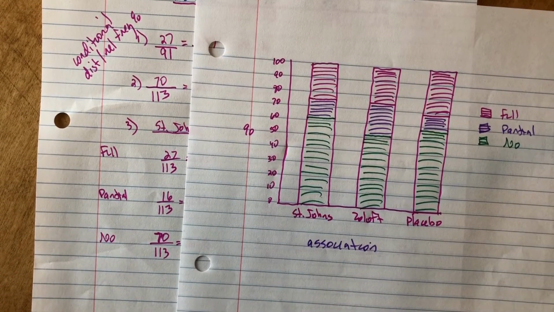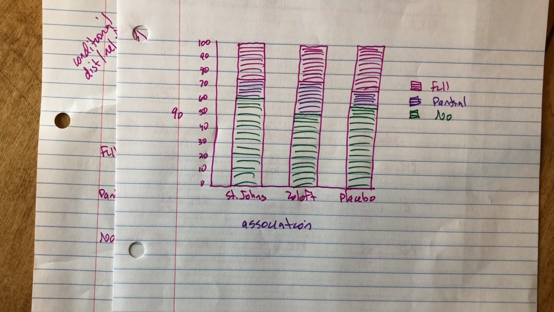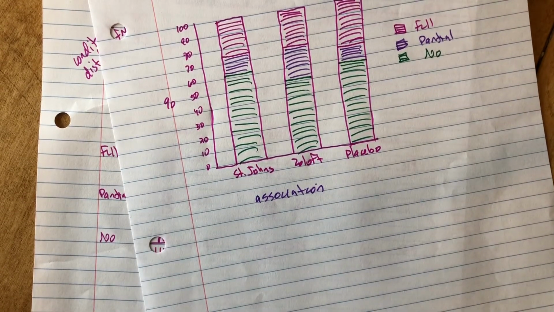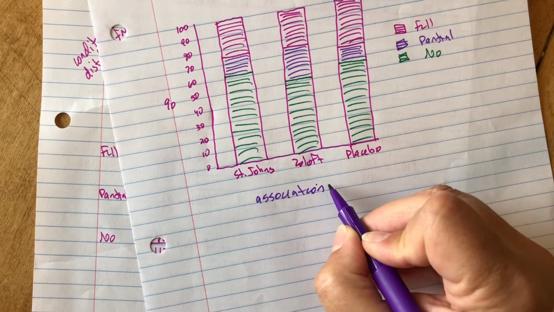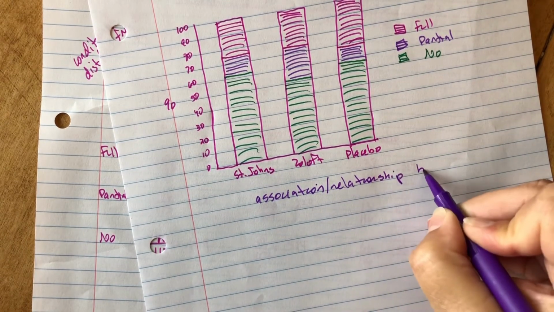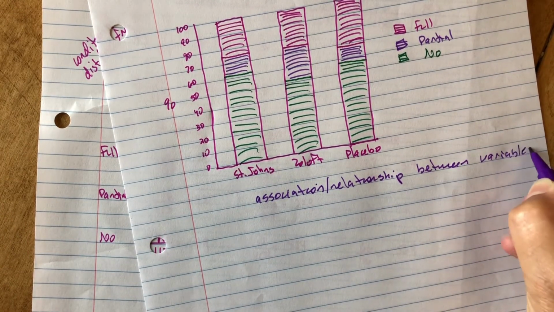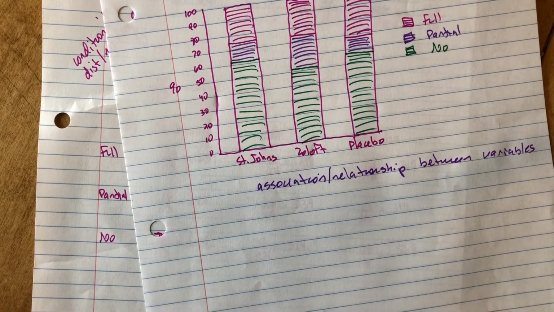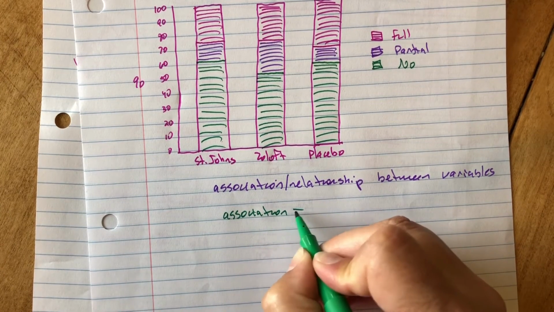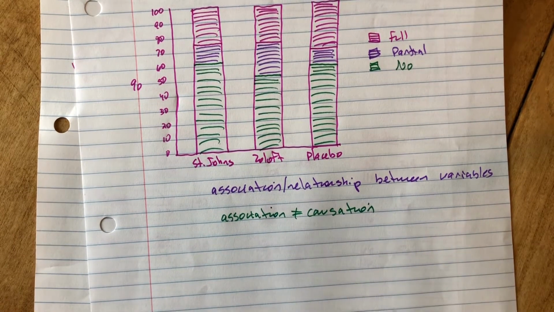Later on, when we get to inference, we will be able to really definitively say whether there is an association or not, okay? So just a couple things. Association is the same thing as relationship between variables. Okay. Association is not the same as causation. Okay, so just because something is associated.